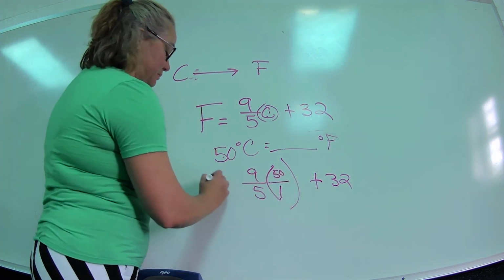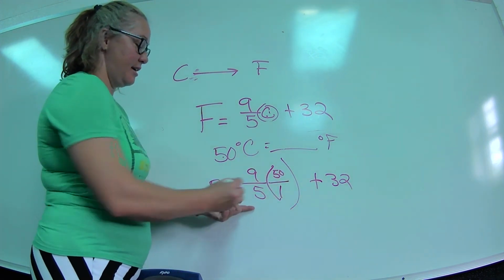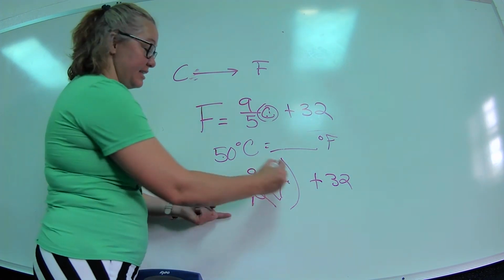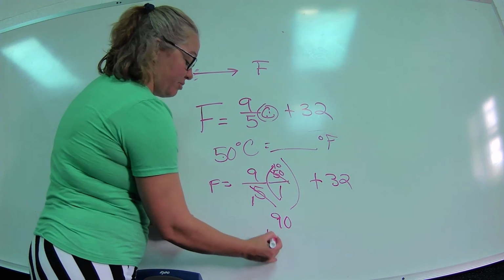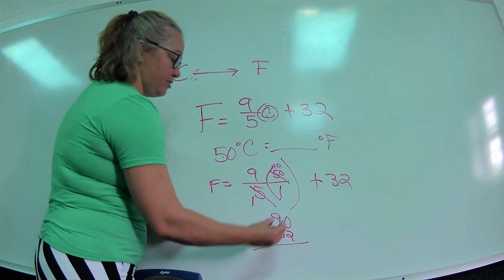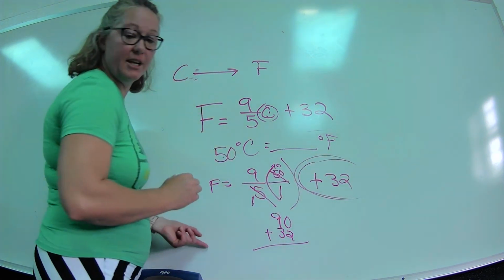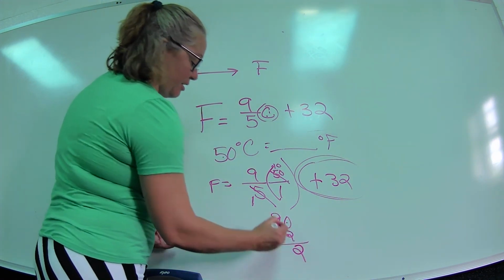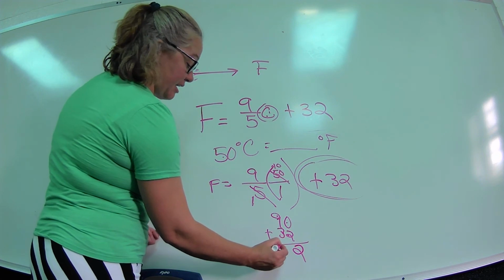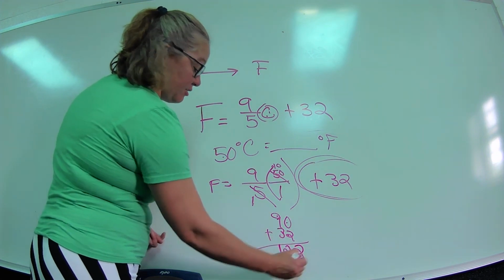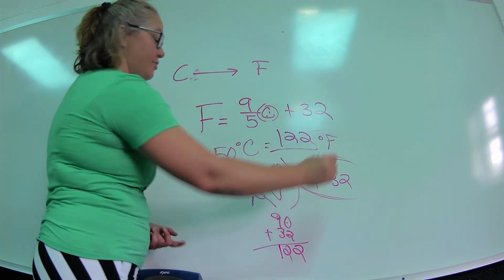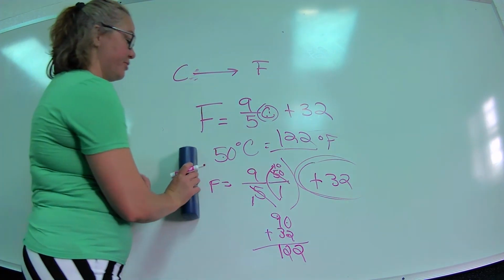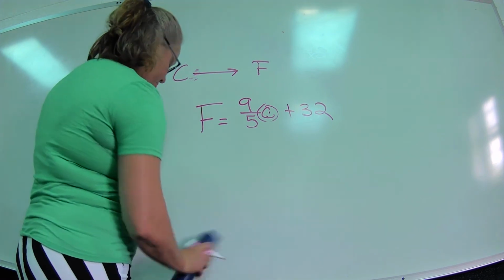All right, so Fahrenheit equals, cancel the 5 to a 1, the 50 to a 10. 9 times 10 is 90, plus my 32. Do not forget the add. 0 plus 2, 9 plus 3. 9 plus 3 is 12. 122 degrees Fahrenheit.